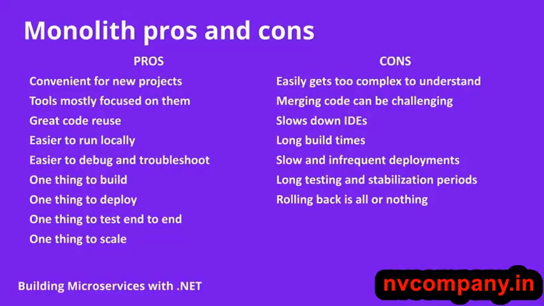Rolling back is all or nothing. Bugs will eventually make their way to deployment, and sometimes there's no time to code and deploy the ideal fix. In these cases, you just want to roll back to a previous version. However, with a monolith, you will be forced to roll back the entire application, not just the faulty model. And once the fix arrives, you will need to redeploy the entire thing again, with all the associated testing and stabilization. No isolation between models.